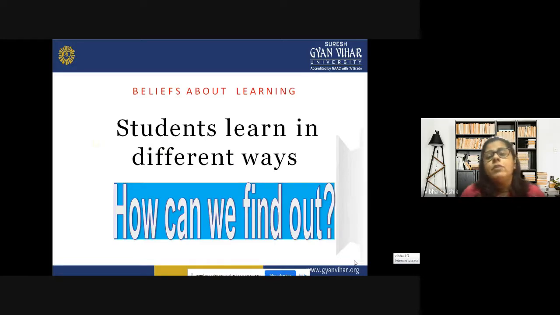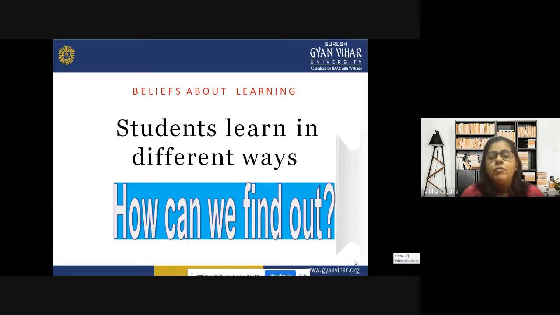Now, beliefs about learning. Students learn in different ways. Now the teacher has to use different methods, approaches, techniques and strategies to make the students learn. A student-centered approach says that every student learns in a different manner, and teachers use different ways to help them learn. While in the traditional method, the teacher follows only those methods or strategies from which he wants to make the students learn.